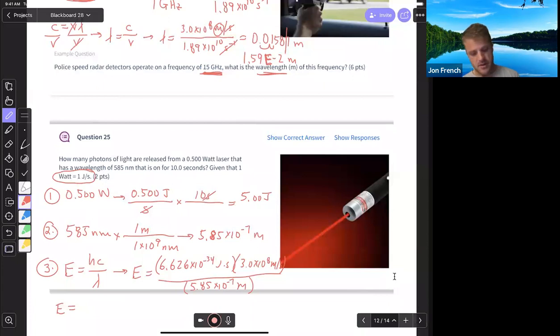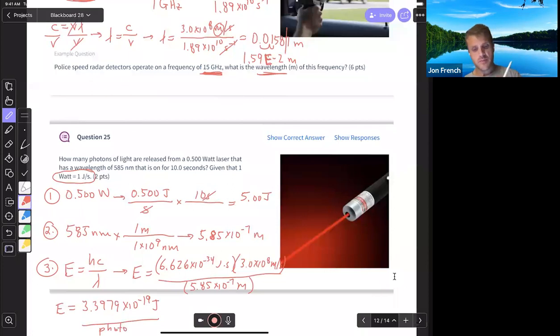So divide that by 5.85 times 10 to the minus 7. And I get the energy for 1 photon to be 3.3979 times 10 to the minus 19 joules. And that is joules per photon.